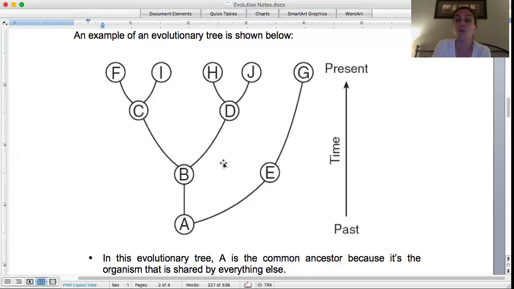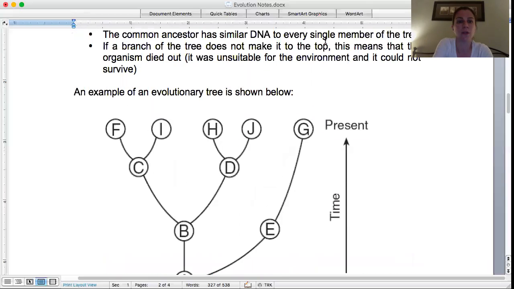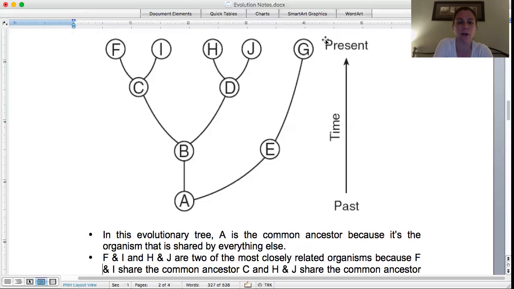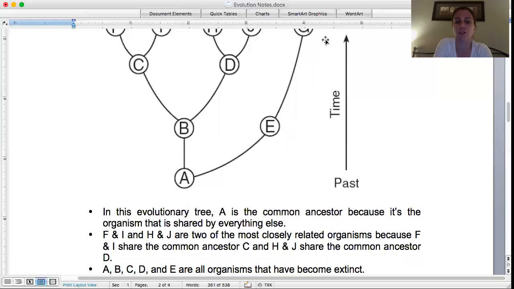So if you look, who is the most different? Probably G and J, G and H, G and I, and G and F, because they're a completely different branch on the tree. The base of the tree is always the common ancestor, and that's how you read the information. It's always the oldest to the youngest. These organisms, F, I, H, J, and G, are the youngest organisms, whereas A is the oldest. I believe I have all of this written out on the bottom: A is the common ancestor, F and I, H and J.